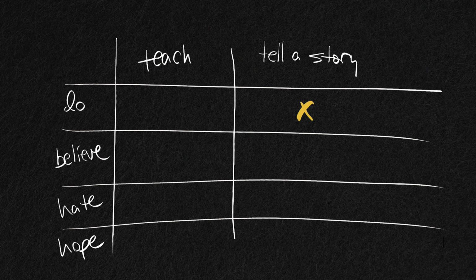Now, tell a story is about what you do. This is where you bring your work to life. You talk about the problems you solved, the mistakes you made, surprising results. There's 5 different types of stories you can tell: your first, your last, your best, your worst, and your weirdest. And we'll make a video about that one day.